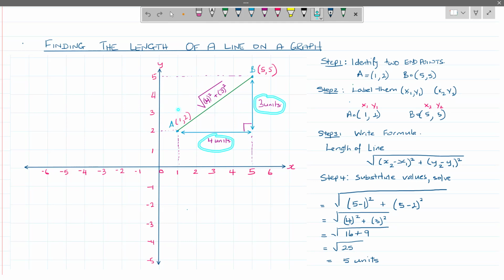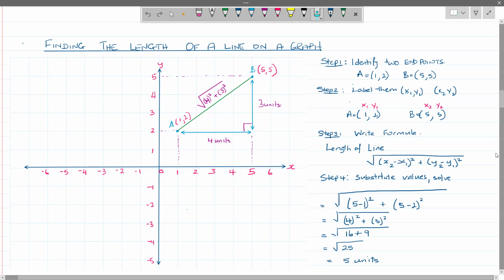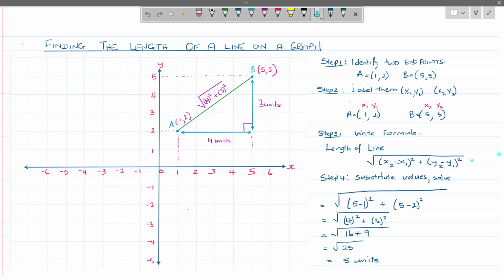Right? So that's a long explanation about how they come up with this formula. Outside of all of that, which you really might not need to know to explain this or to work it out, I think more importantly is the steps necessary to find the length of a line. And that's what we're going to go through now, right?